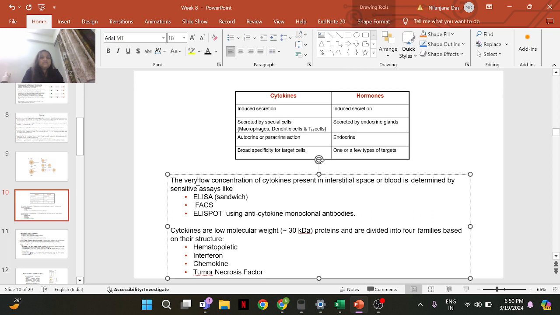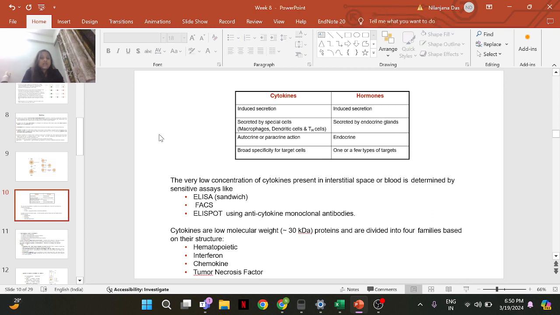So the very low concentration of cytokine present in the interstitial space or blood is determined by sensitive assays like ELISA, that is sandwich ELISA, FACS, ELISpot assay using anti-cytokine monoclonal antibodies. So you can measure the amount of cytokines by different kinds of assays like ELISA. ELISA is a technique by which we use antibodies to determine what kind of antigens are present in a particular sample. I don't know whether everyone knows ELISA, that is enzyme linked immunosorbent assay.